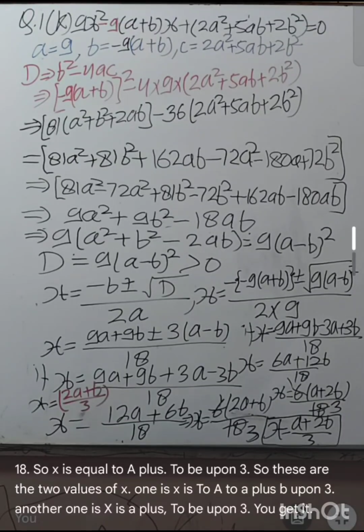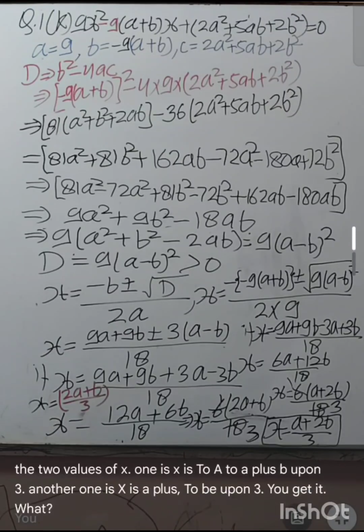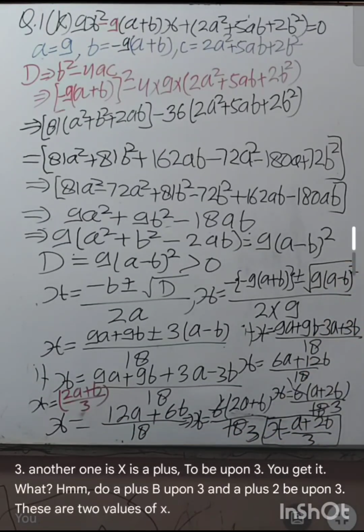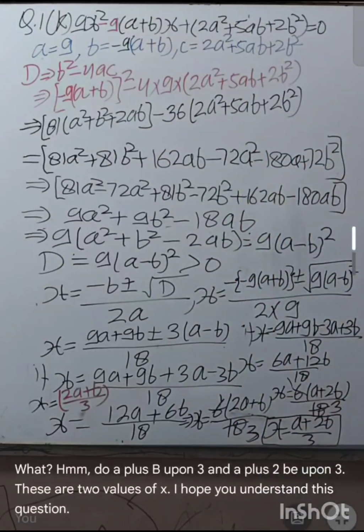You get it? Yes, sir. (2a plus b) upon 3 and (a plus 2b) upon 3. These are two values of x. I hope you understand this question. Yes, sir.